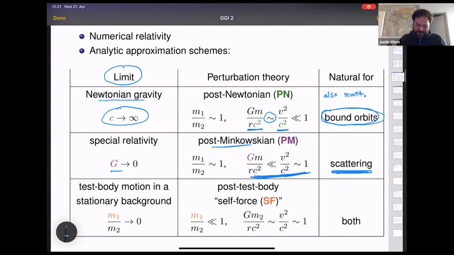Okay, finally, it is possible to work analytically, assuming neither slow motion nor weak fields, if you assume that in your two-body system one of the masses is much smaller than the other. Essentially, if you go all the way in the limit G goes to 0, of course, you turn gravity off, and your zeroth-order system, which you want to solve exactly, is very easy. It's just two masses moving on straight lines in flat Minkowski space.